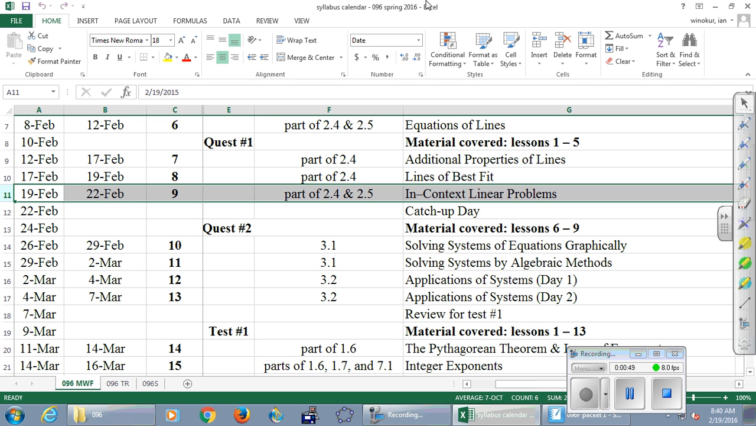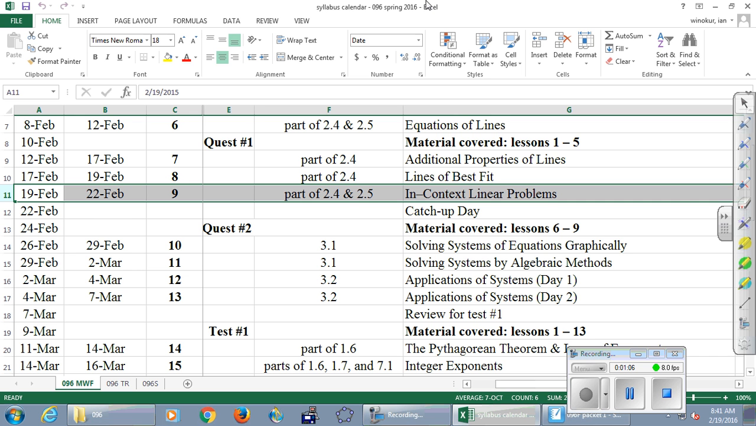Then on Wednesday coming up, we have quest number 2. The material covered is lessons 6 through 9. That is everything that wasn't covered on the first quest. So 6, 7, 8, and then what we do today. It is not too early to start studying for quest number 2. It's coming up on Wednesday.